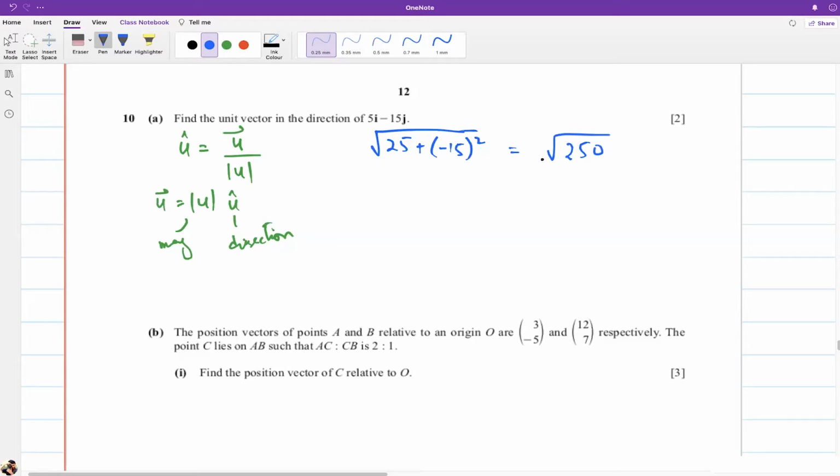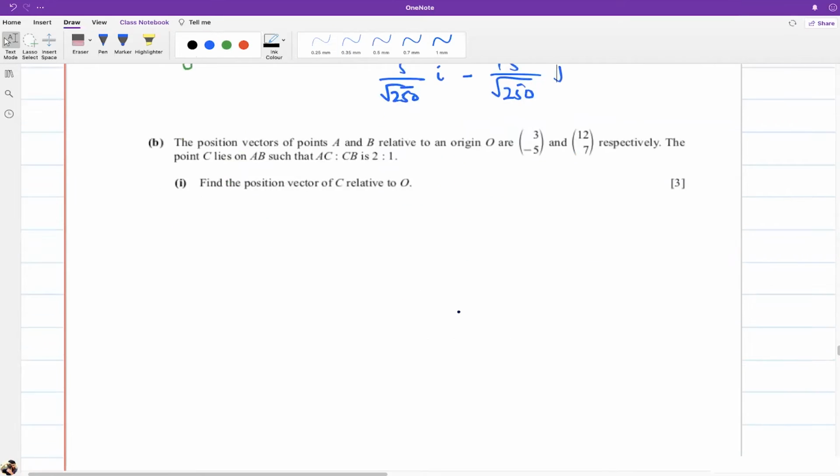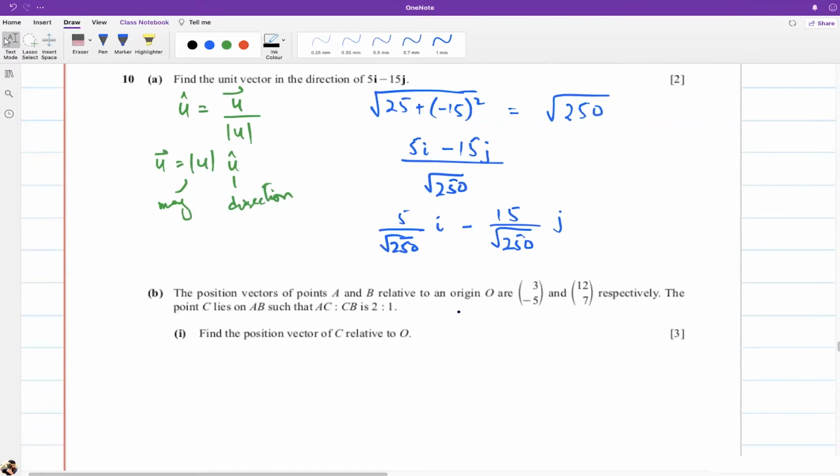And once I have the magnitude, all I have to do is divide the vector 5i minus 15j by this number, square root 250. So my final vector becomes 5 over square root 250, whatever the simplified version is, i, minus 15 over square root 250, whatever the simplified version is, j. Okay, so that's how you find a unit vector. You just have to understand that any vector can be broken down into its length and its direction.